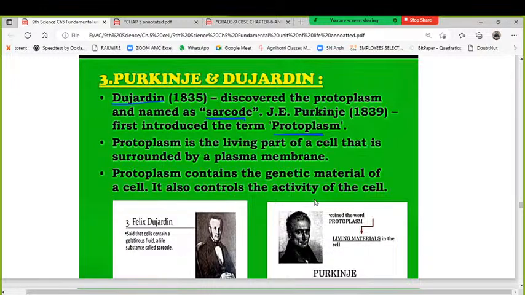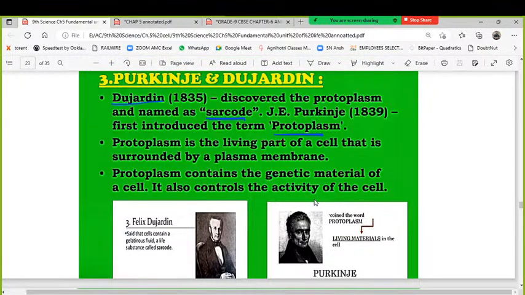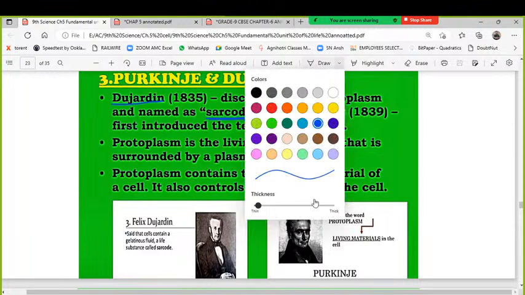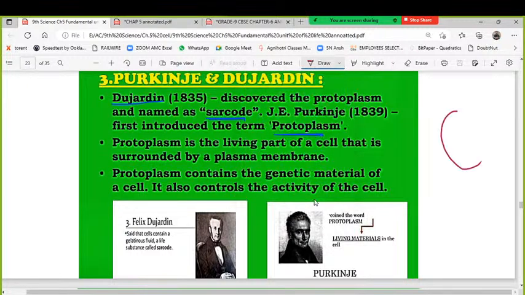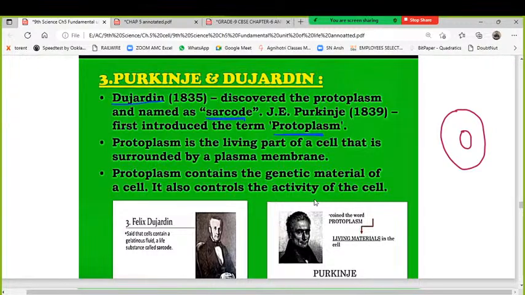Protoplasm is the living part of a cell that is surrounded by a plasma membrane. Here, if I have a cell, then this is the cell membrane. All kinds of cells have a cell membrane first, and inside this there is cytoplasm, and inside the nucleus there is nucleoplasm. This cytoplasm and nucleoplasm together are known as protoplasm, and this word protoplasm was first given by J. Purkinje.